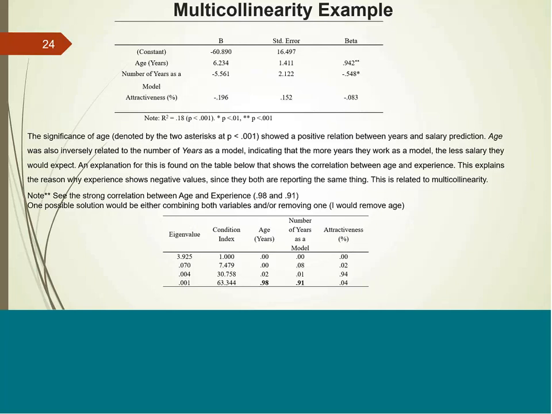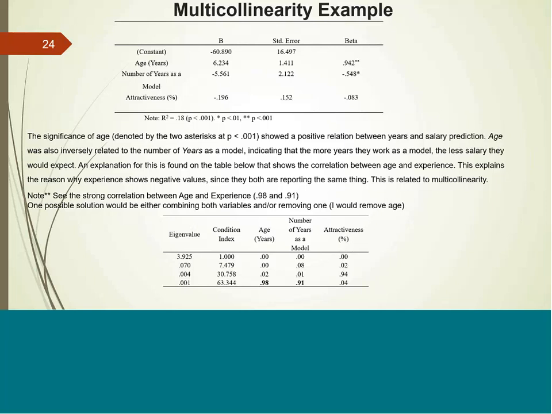So you can see that age is significant. And because it has 2 asterisks, it's because it's less than 0.001. And it's a positive relation between years and salary prediction. Age was also inversely related to the number of years as a model, indicating that the more years they work as a model, the less salary they would expect.